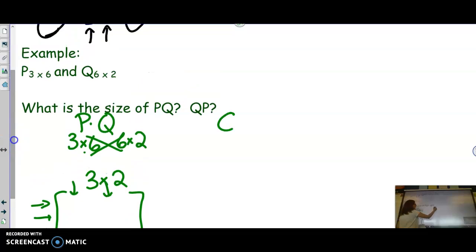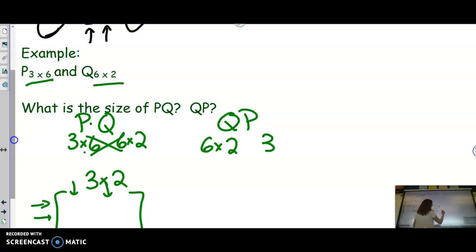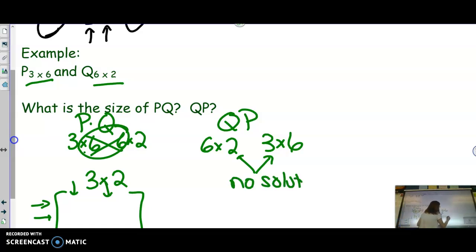Now, what if I try to switch the order? What if I do Q times P? Then I'm doing a 6 by 2, and I'm multiplying that by a 3 by 6. Well, now I'm in a situation where these middles don't match. Not like this one where I had those 6's in the middle. If those do not match, you actually can't do the multiplication. So the answer is no solution. You cannot do this multiplication. The process does not work if those numbers in the middle don't match.